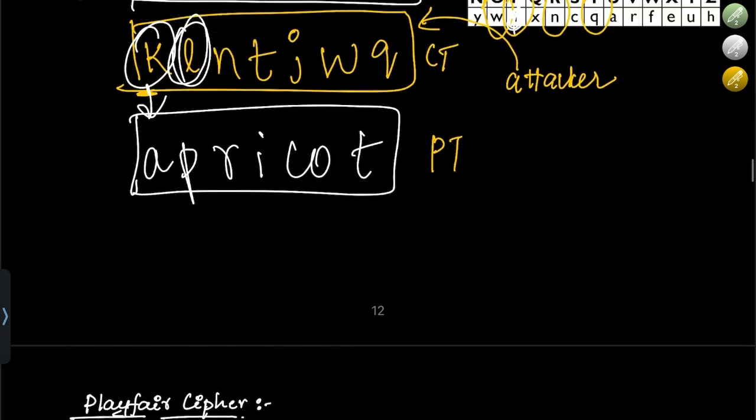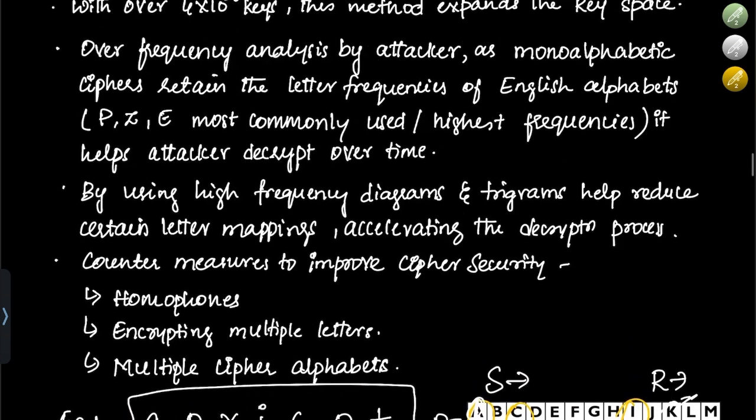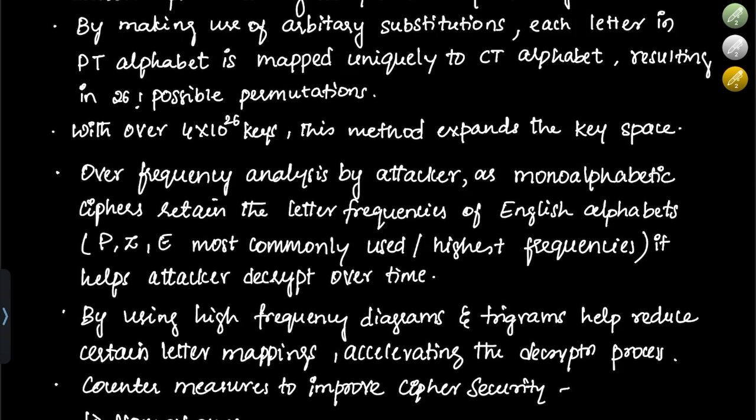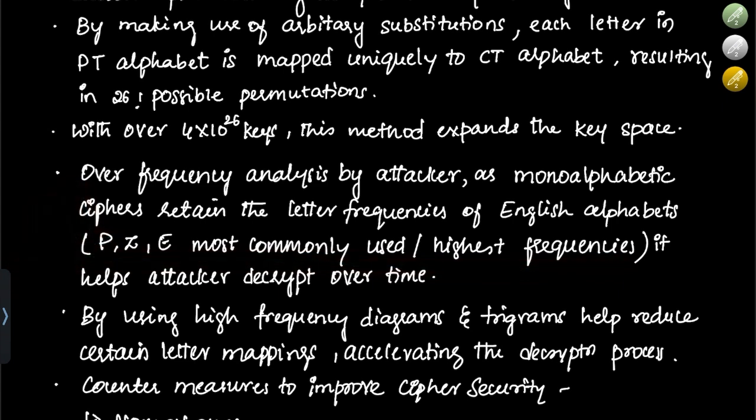So suppose if I write any word for that matter, telephone, you can see that E has been repeated 3 times. In general also, if you consider the English alphabets, there was a study conducted in which P, Z and E were having highest frequencies. So this will again help the attacker to decode whatever the key is.